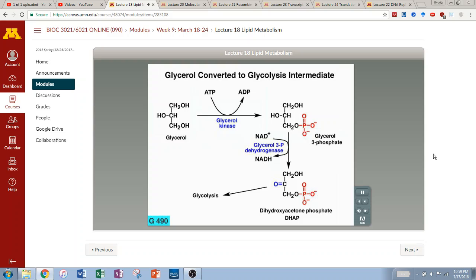The glycerol that's released from adipose tissue is taken up in other tissues, where it's integrated into glycolysis or gluconeogenesis by a two-step pathway. First, an ATP-dependent kinase reaction yields glycerol 3-phosphate. Then the glycerol 3-phosphate is oxidized to dihydroxyacetone phosphate by an NAD+ dependent dehydrogenase.